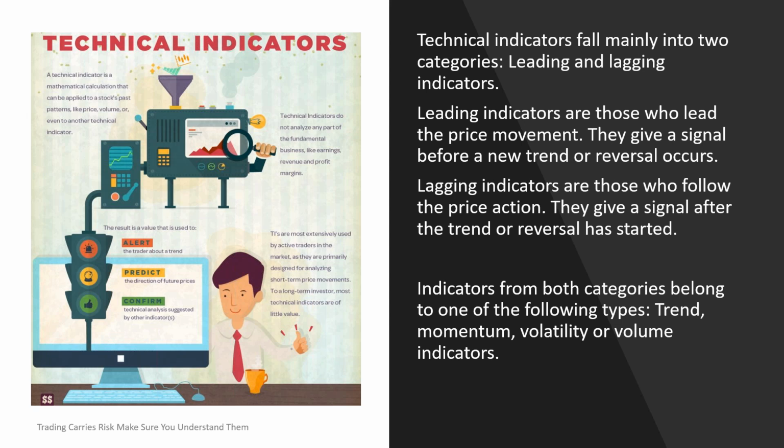Now, indicators from both categories also fall into types. We have trend indicators, we have momentum indicators, we have volatility indicators, and volume indicators. Now, some indicators like MACD fall into several because they give you several different pieces of information. So a technical indicator, though, is a mathematical calculation that can be applied to an asset's past patterns like price or volume, or even another indicator. You can analyze another indicator and give you some type of alert, and they predict or they can confirm. Okay, that's basically all that they can do.